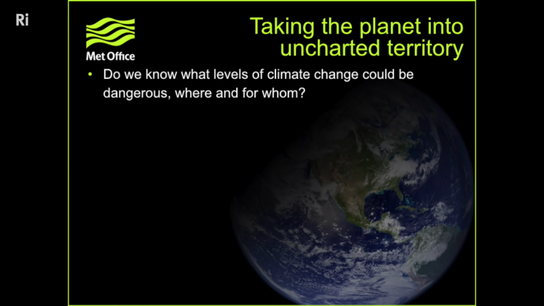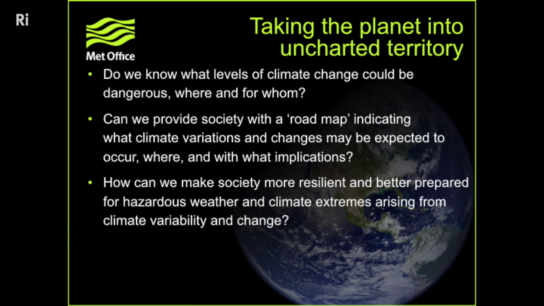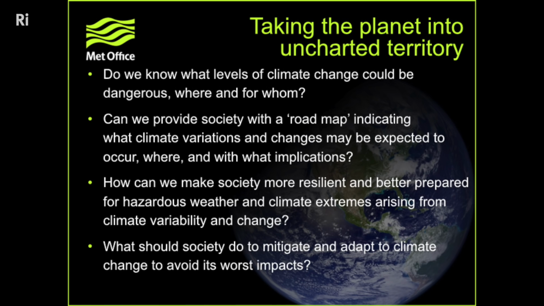And the challenge for us now as modelers, and as scientists, is to try and answer some of these really difficult questions. Do we know what level of climate change could be dangerous? Can we provide society with a roadmap of where we're going? Not just about changes in the global mean temperature, but actually about the variations in our weather and our climate in the context of a warming world. Can we help to make society more resilient and better prepared? Forewarned is forearmed, as they say. And what should society do to mitigate and adapt to climate change to avoid its worst impacts?